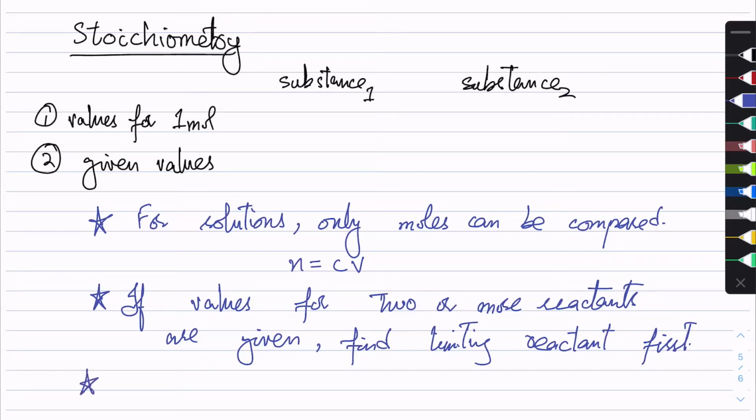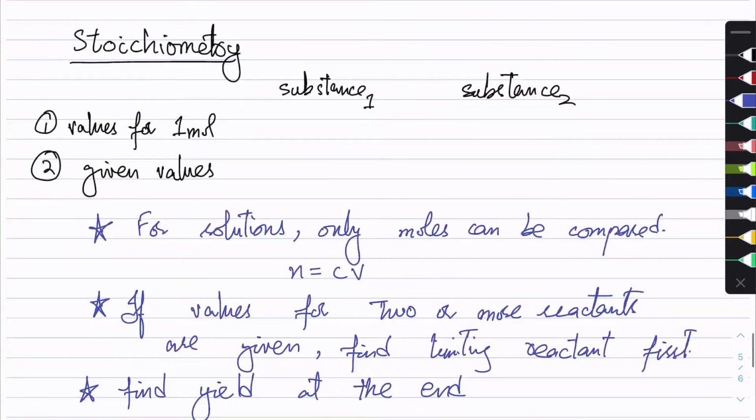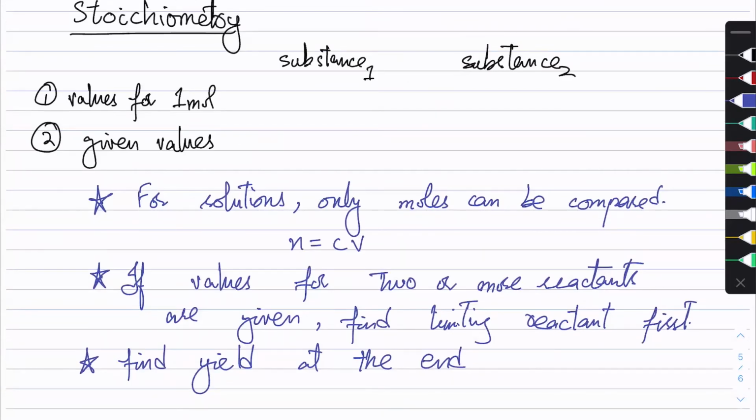Next, find yield at the end. Solve the question. इस तरह से stoichiometry का पूरा question solve करना है. और अगर कहीं पे उसने yield मांगी है ना, तो it will be right at the very end. And अगर आपसे उसने purity का कहा है, तो purity in the beginning.